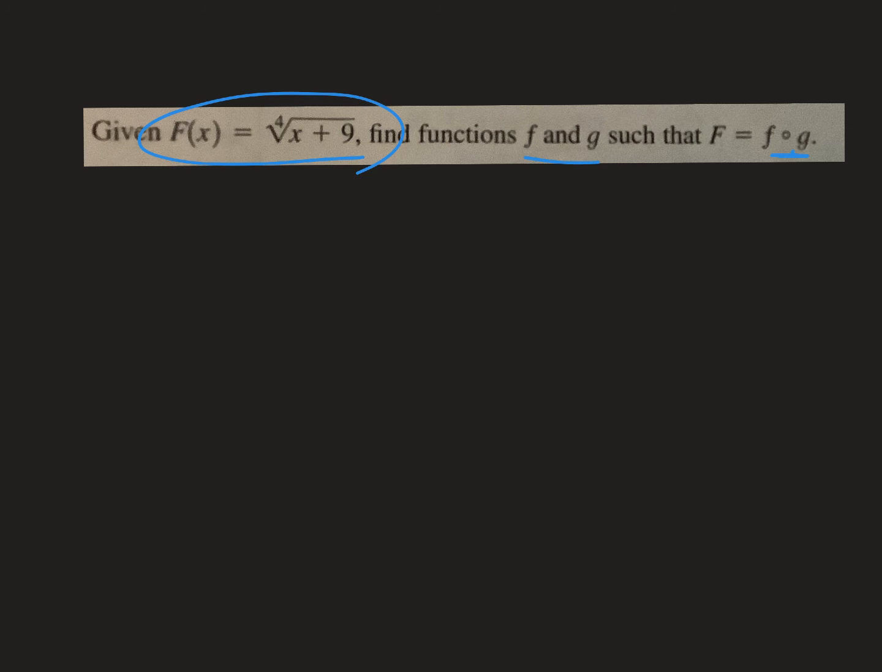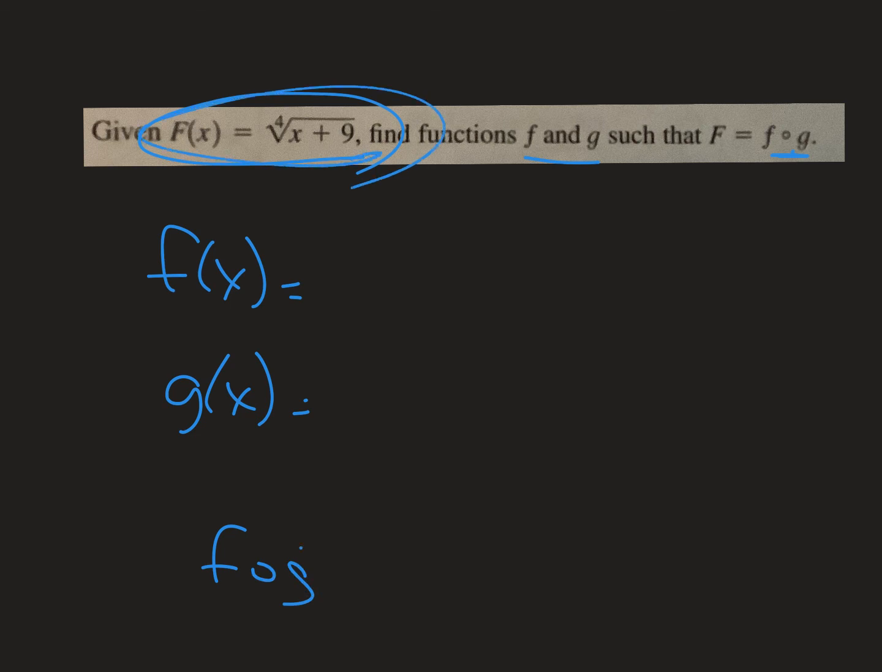If f of x equals the 4th root of x plus 9, they want you to find a function f and a function g, so that if you did f of g, you would get what we started with. So I got to find some function g to plug into some function f that would look like what I started with. So here's what you're not allowed to do. You're not allowed to just use x. You got to do something fancier than x.